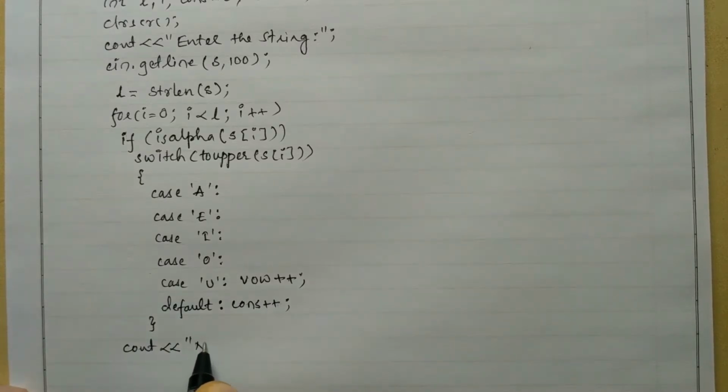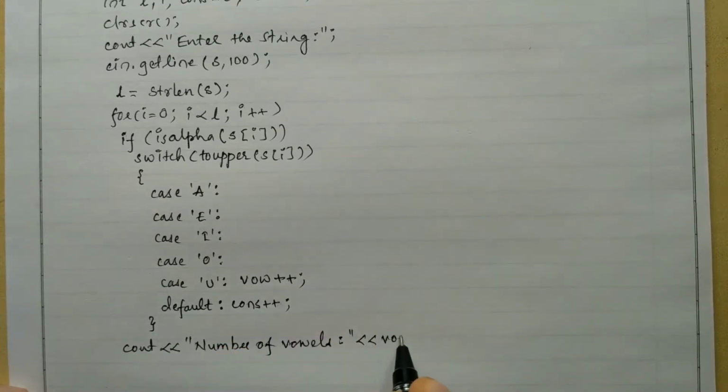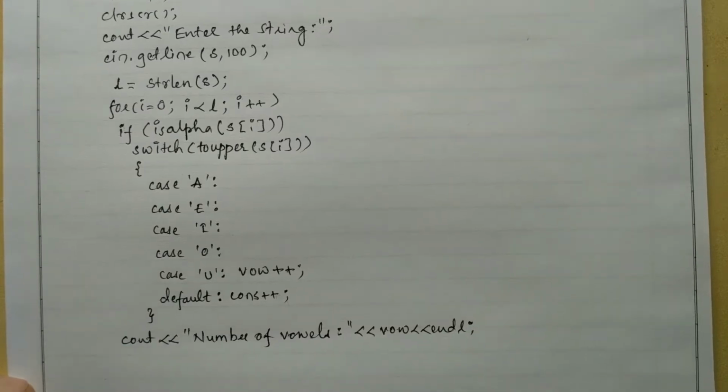In double quotation marks I'm going to write "number of vowels" and the stream insertion operator. Here the value will be stored in vowels. So vowels, then I'm going to use the stream insertion operator and endl.